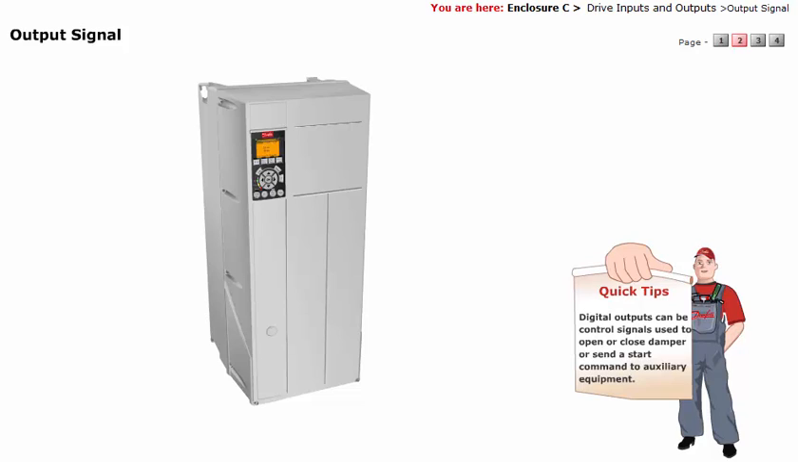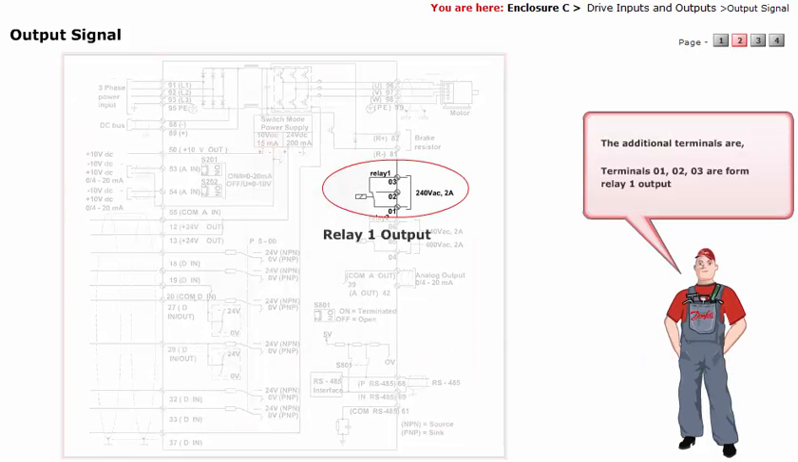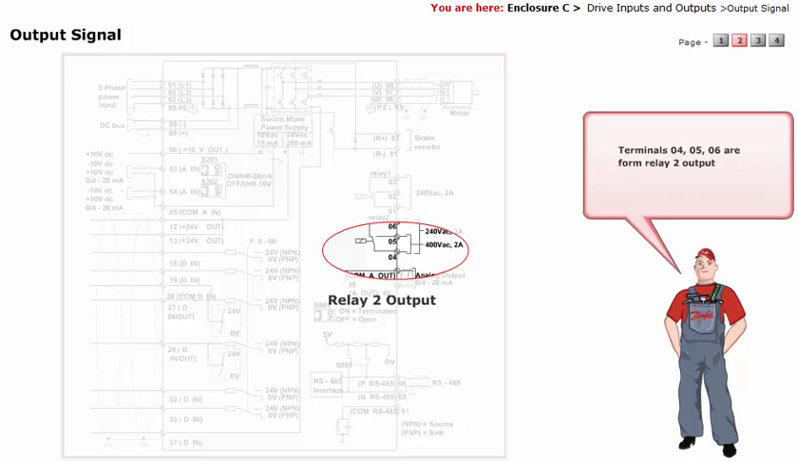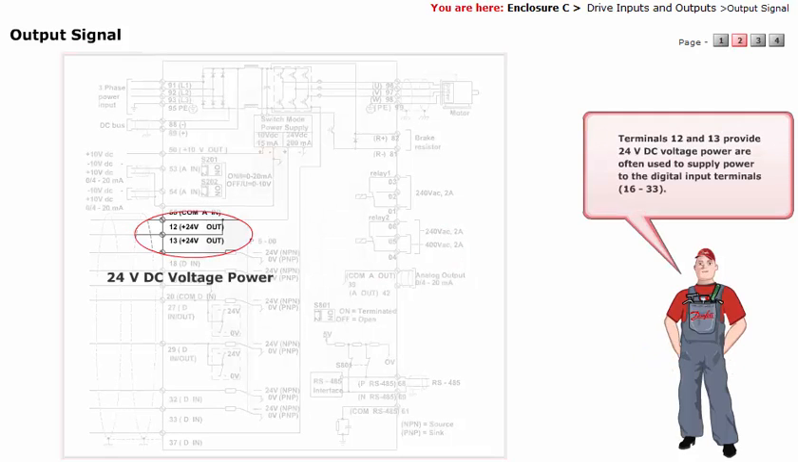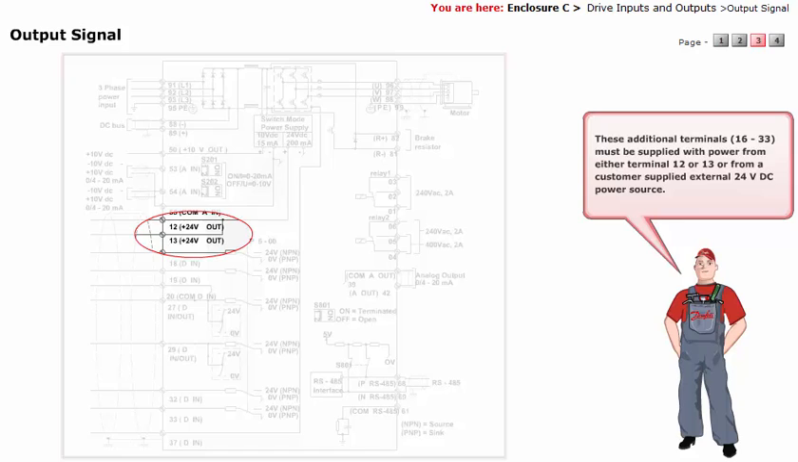Digital outputs can be control signals used to open or close a damper or send a start command to auxiliary equipment. The additional terminals are: Terminals 01, 02, 03 form the Relay 1 output. Terminals 04, 05, 06 form the Relay 2 output. Terminals 12 and 13 provide 24-volt DC power, often used to supply power to the digital input terminals 16 to 33. These additional terminals 16 to 33 must be supplied with power from either terminal 12 or 13, or from a customer-supplied external 24-volt DC power source.